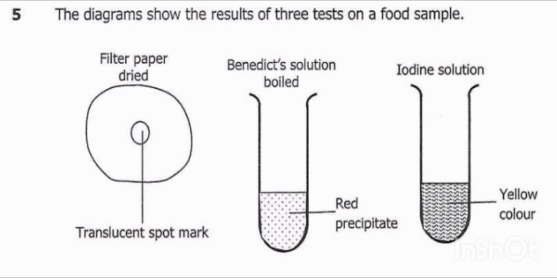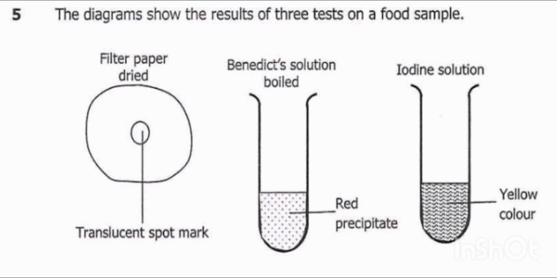So the first diagram is showing a situation where they got a food sample, then they had to smear it on a filter paper. Okay, so you get a food sample, then you smear it on a filter paper. Now after smearing that same food sample on a filter paper, a translucent spot mark appeared. A translucent spot mark appeared on the filter paper.